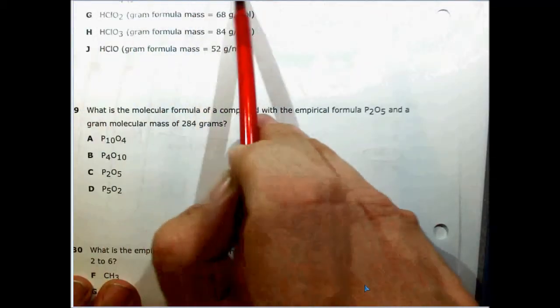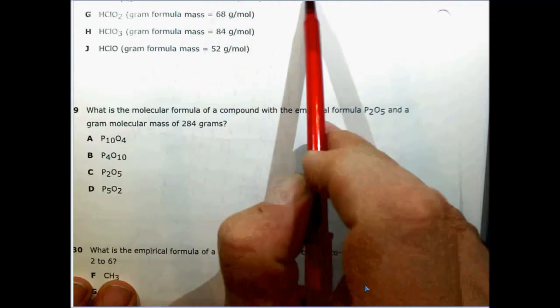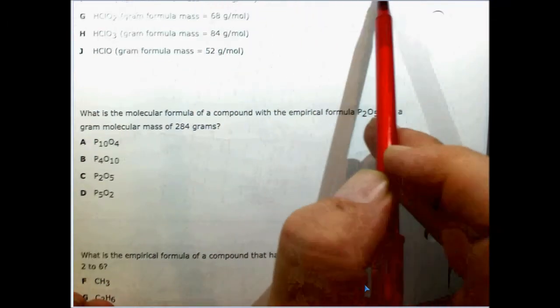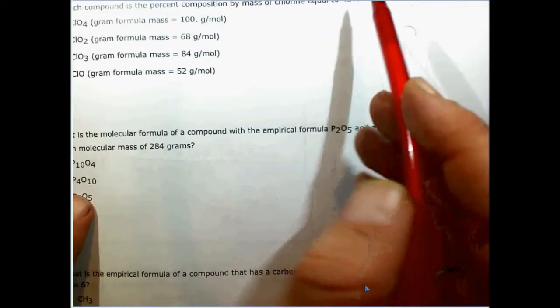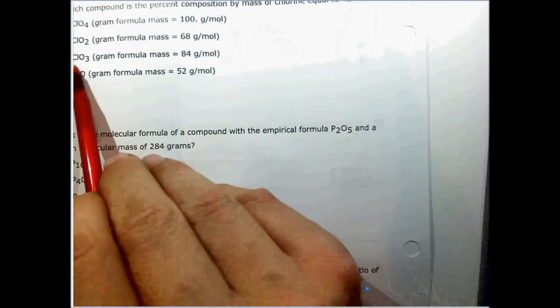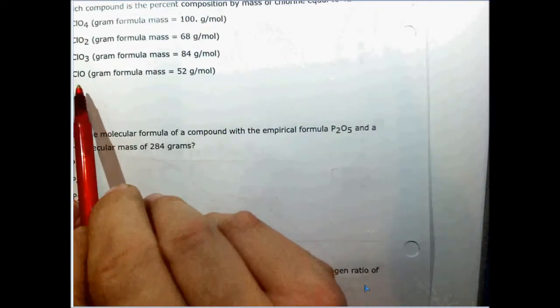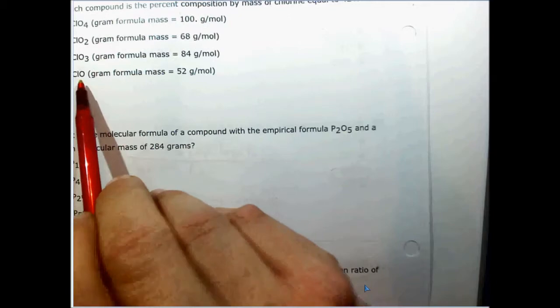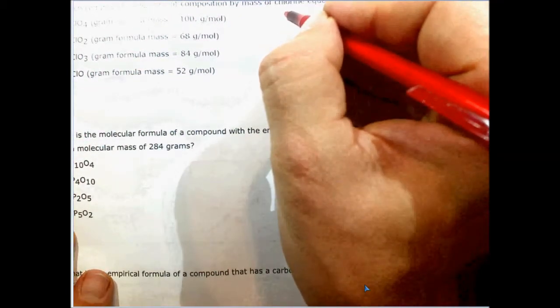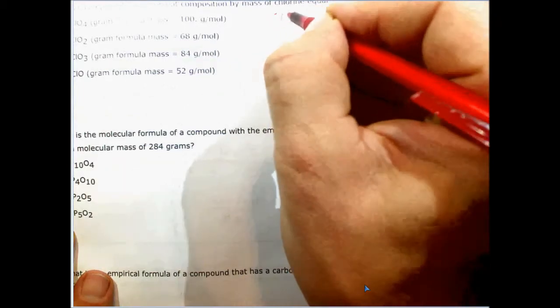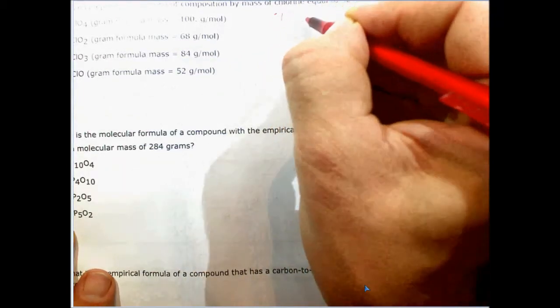In which compound is the percent composition by mass of chlorine equal to 42%? Well, they've given you the gram formula mass of each of these compounds, which is very handy to have. Makes the calculation easy. All I need to do is look up the formula mass of chlorine. Chlorine is 35.453.